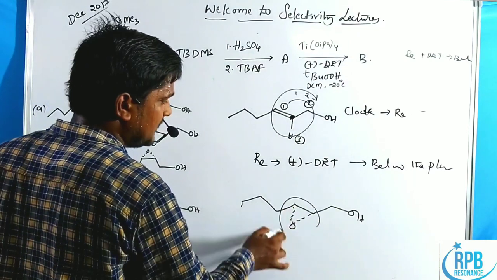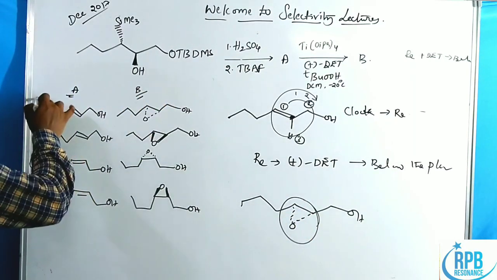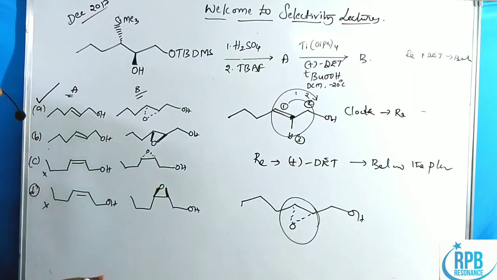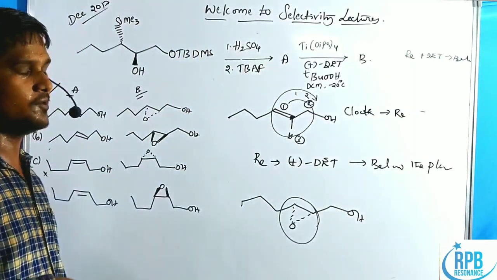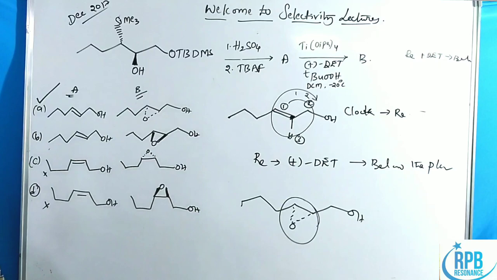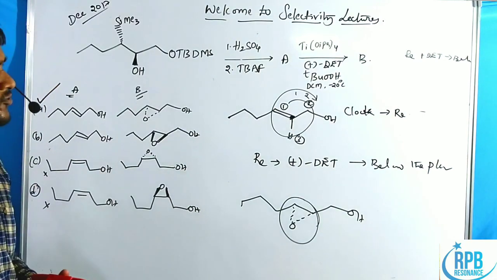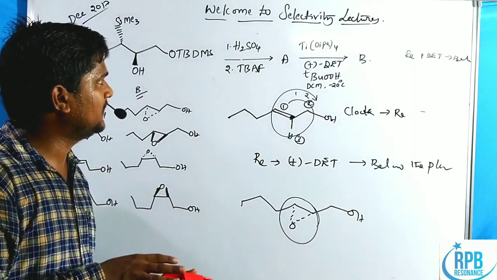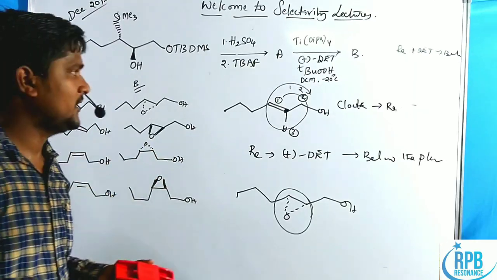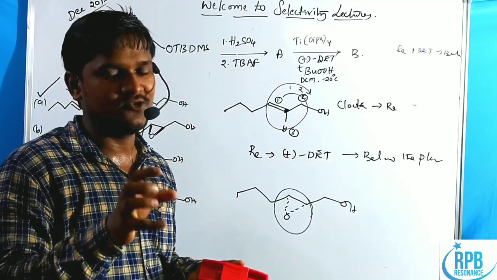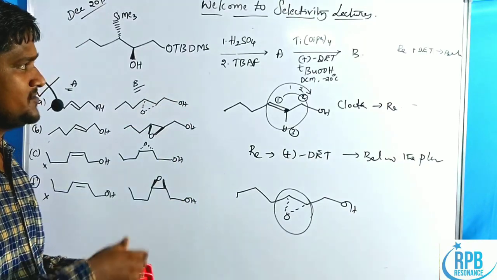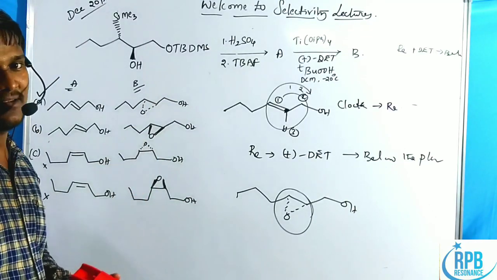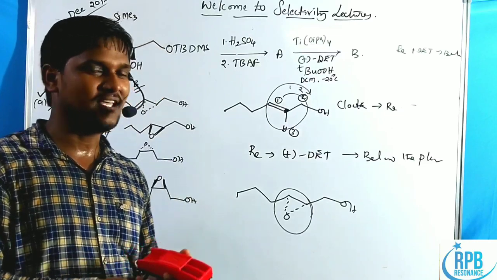Now we will get the below the plane alcohol; below the plane, A is our option, not B. Why? Because they are given in the plus delta. So Re face at plus delta, we will get the below the plane alcohol, not the above the plane alcohol. This is a very easy manner to find the selectivity in different questions. So this is a very simple method to solve the problems regarding Peterson olefination as well as Sharpless asymmetric epoxidation. Thank you for watching.